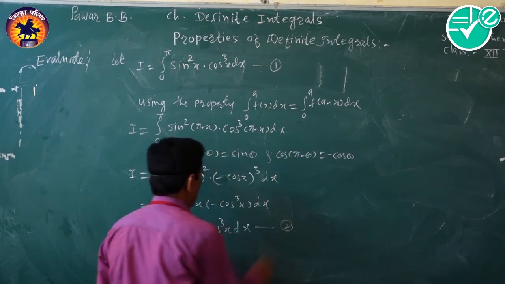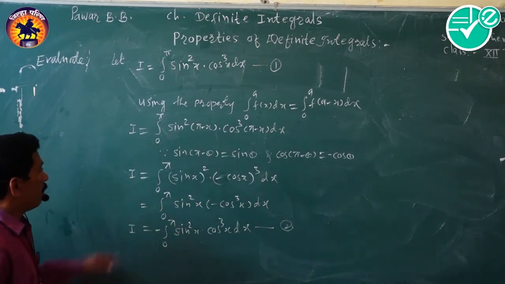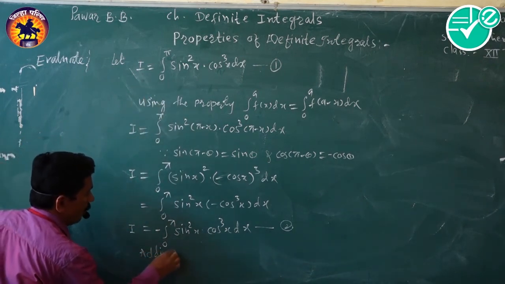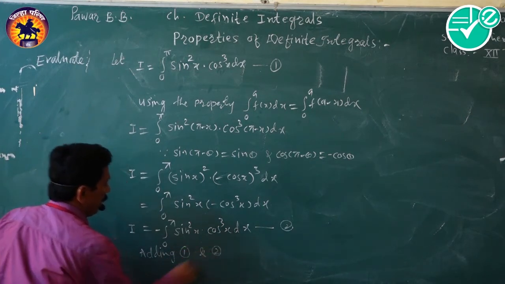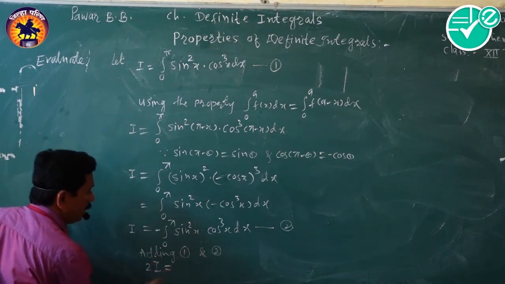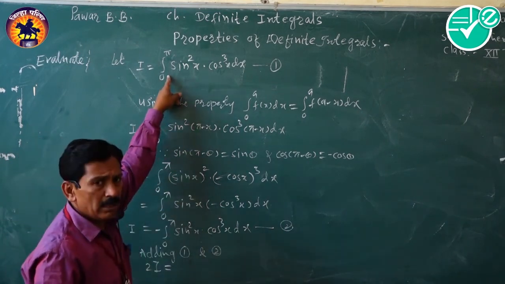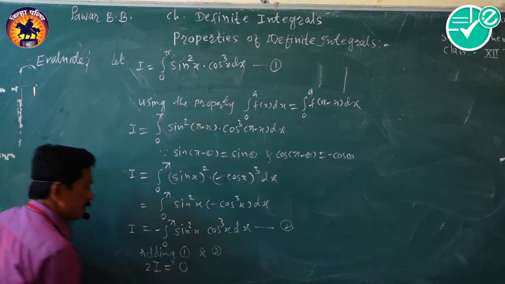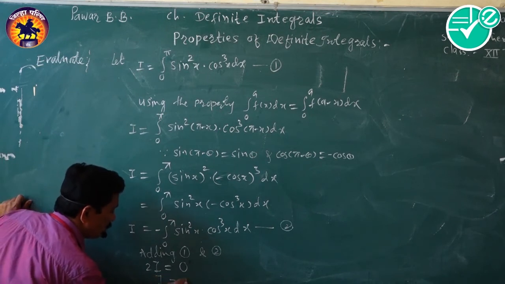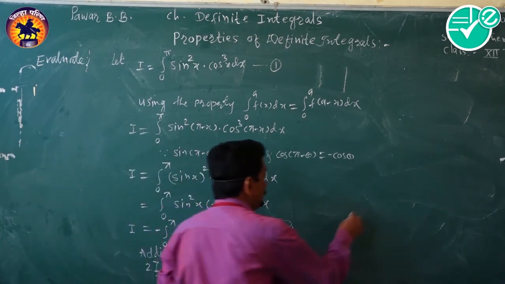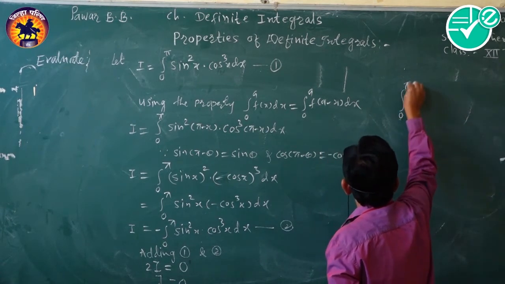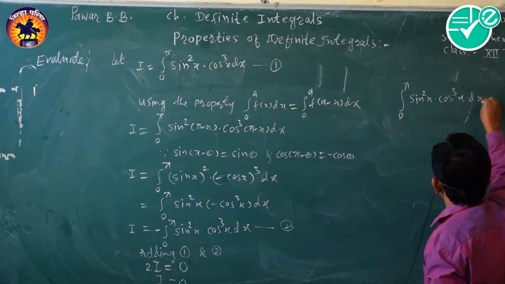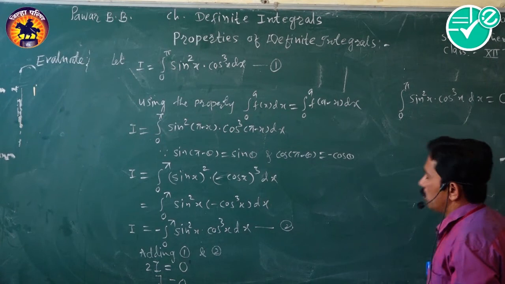Again equation 2, this is nothing but adding 1 and 2. I plus I, it is 2I, but on the right side there is a plus sign, here is a minus sign, the rest is the same, so the plus and minus get cancelled, that is 0, and hence I is equal to 0, or we can write integration 0 to pi sin square x into cos cube x dx is equal to 0.